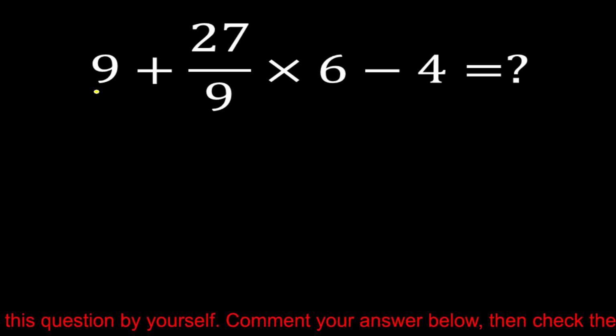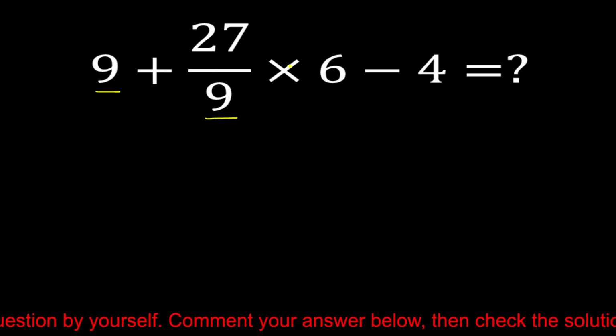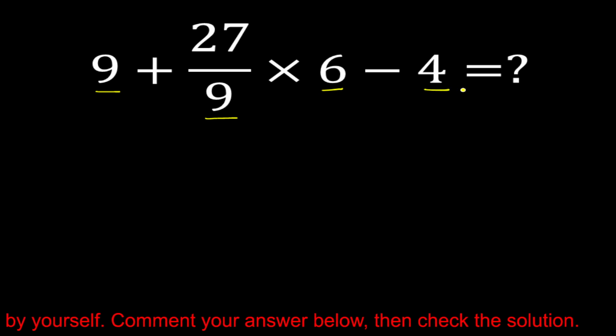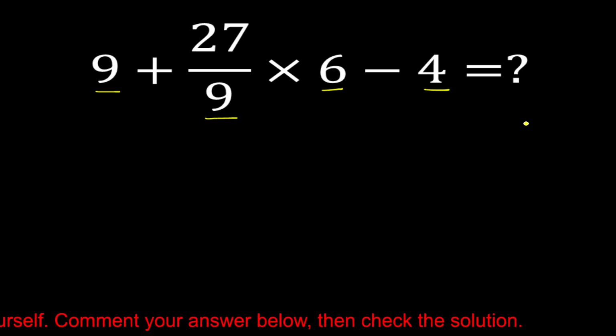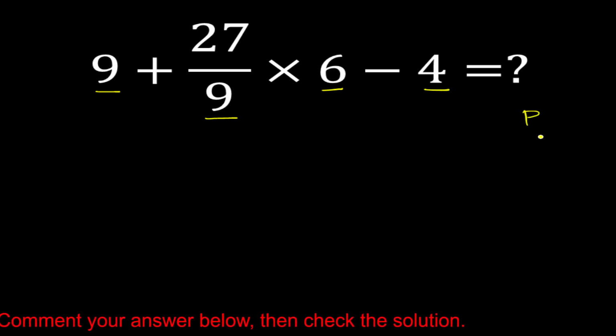So 9 plus 27 by 9 multiply 6 minus 4. Now let's solve this problem by using PEMDAS rule.